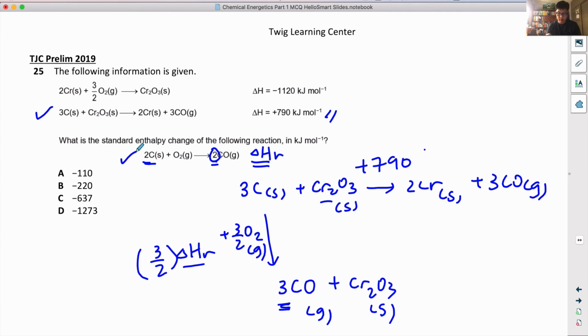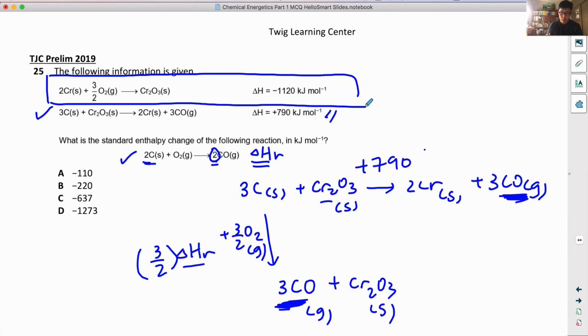So if you look at it carefully, this last part, you notice the carbon monoxide here and the carbon monoxide here, they are the same already, so nothing is changing. In fact, I'm supposed to use this equation now. 2 chromium, arrow down, plus 3 over 2 O2 to give you this. See, it's balanced very nicely. So this is minus 1120. Okay, so we are more or less done.